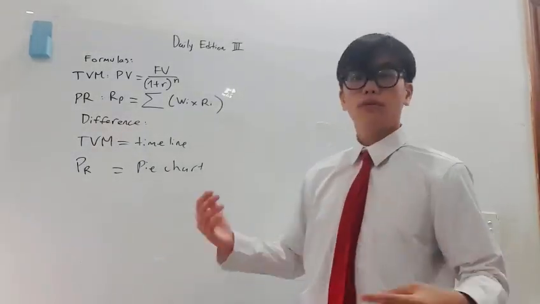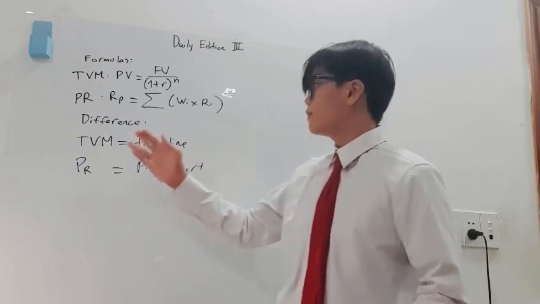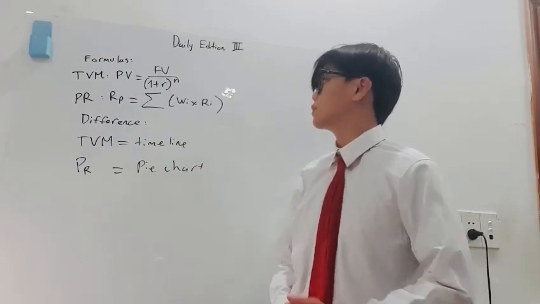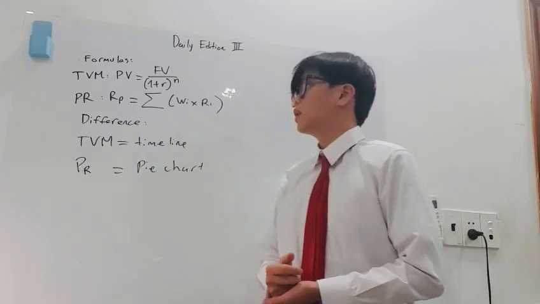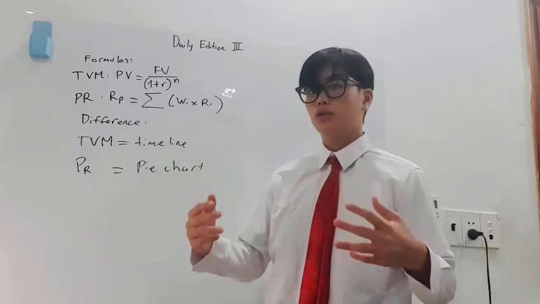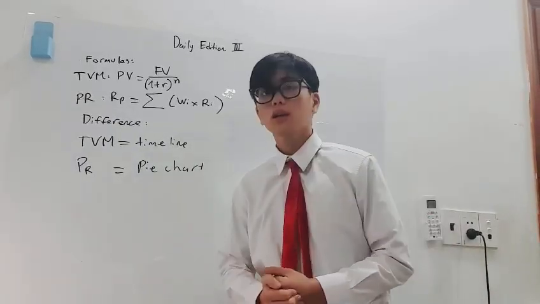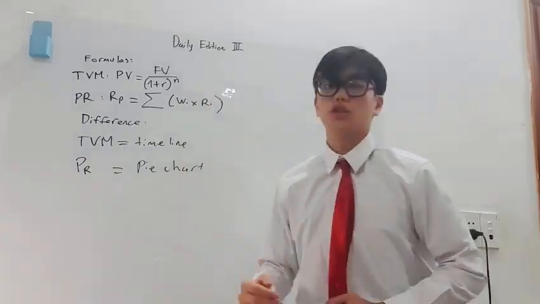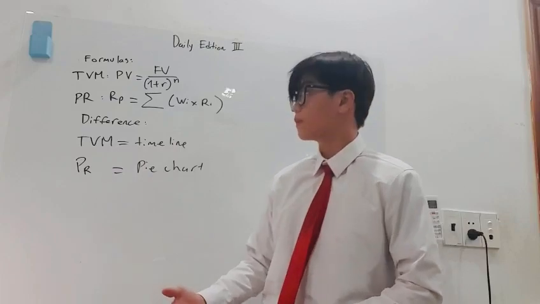Alright, so let's start with the formulas. The formulas. Time value of money is PV or present value equals future value divided by parentheses 1 plus R to the power of n. So this formula is essentially telling us how much our money will be worth in the future.